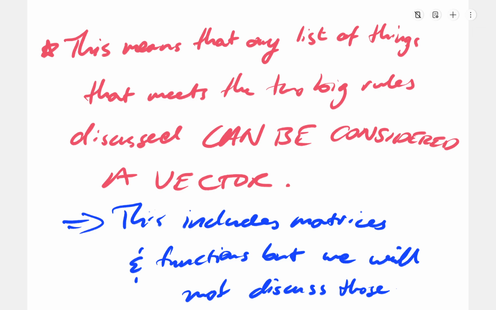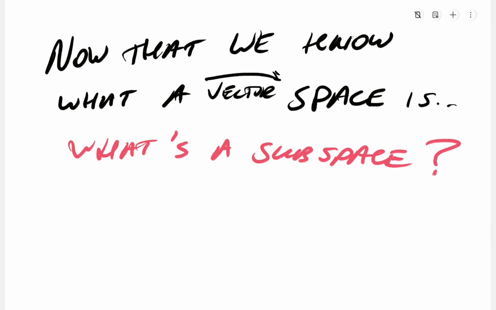And oh yeah, that's what I just said. Okay, let's move on. So now that we know what a vector space is, what is a subspace? And we'll have a look at that.